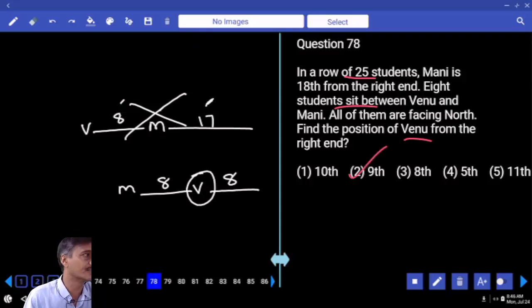Now follow here a little. Initially we have two different possibilities. Out of this, one is ruled out because the total number of students must be 25. It is exceeding 25, hence that is ruled out.